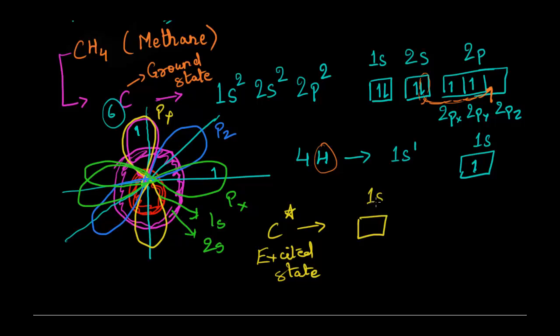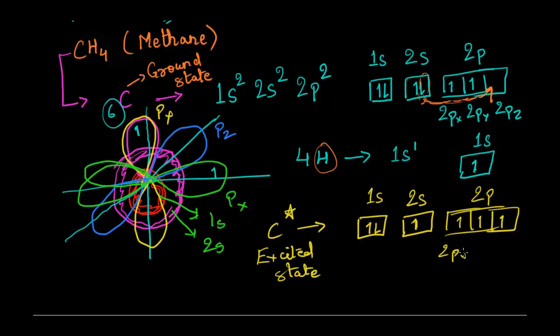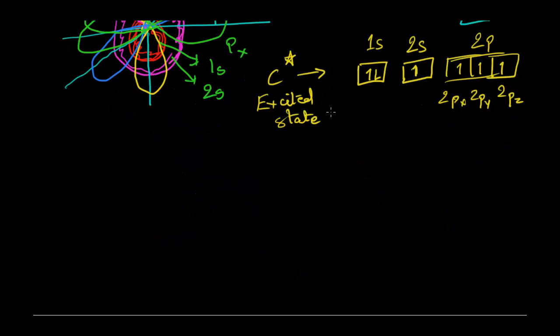This is my 1s orbital, which will be the same, with two electrons of opposite spin. This is my 2s orbital. Now only one electron is remaining because the other electron has shifted to the 2p orbital. The 2p orbitals look something like this. Now there will be one electron each in 2px, 2py and 2pz. Now here comes the interesting part.